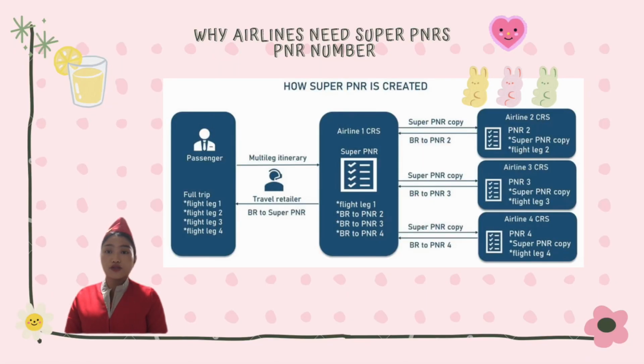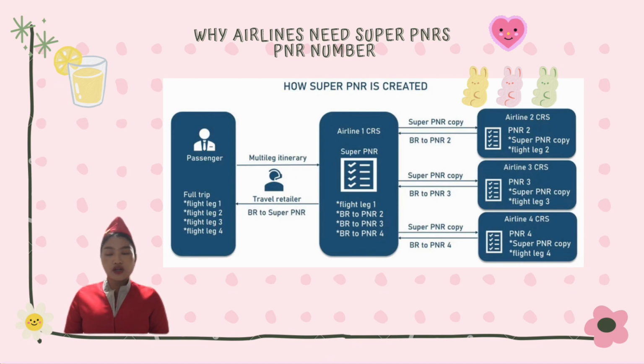Why airlines need super PNRs? The trip may contain multiple flights operated by different carriers, let alone car rentals, hotel reservations, and other travel services. In this case, a CRS receiving a reservation request lacks data to cover all segments of the itinerary. In this problem, there is a solution. The initial CRS creates a super PNR or the master itinerary and sends copies to providers involved in the multi-leg flight.